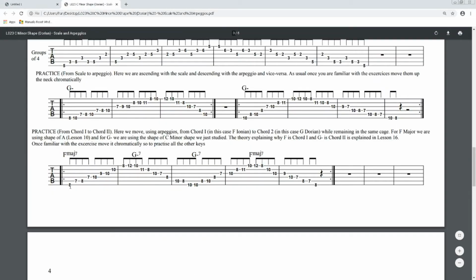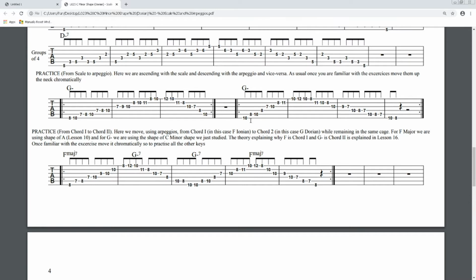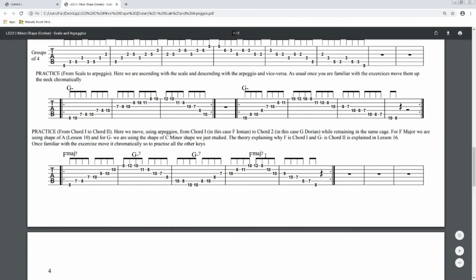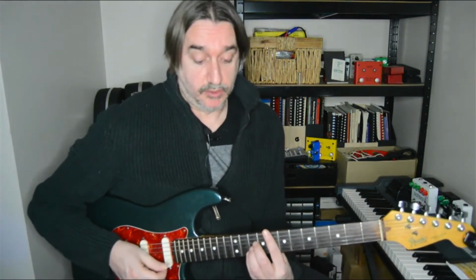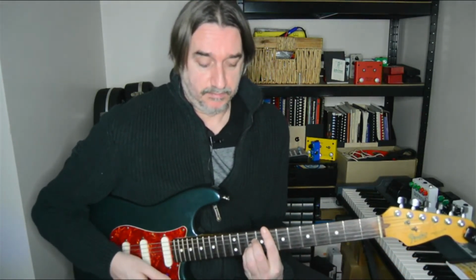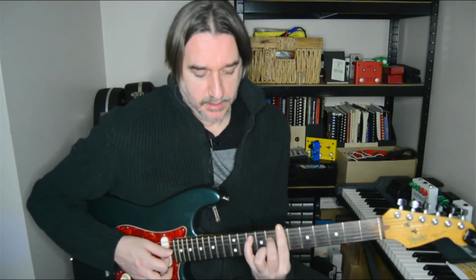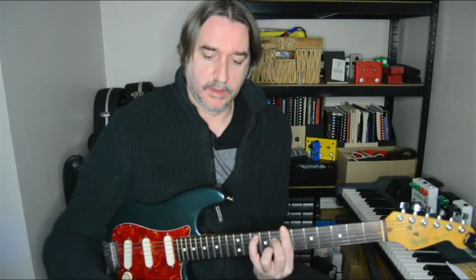So in this case, we're going up with the F major arpeggio. So we're looking at the shape of A, and this was done in lesson 10, in case you need to refresh it. And coming back with G minor. Then going up in G minor, coming back in F major. So as you cycle this, you'll have both the ascending and descending versions of both arpeggios. So basically the progression we're looking at is this, going into this. If I did it with my hand.